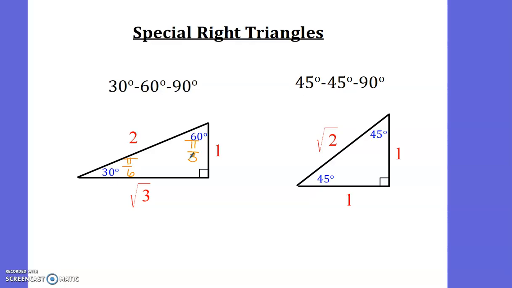For the 45, 45, 90, the legs are both 1, and our hypotenuse is square root of 2. Pi over 4 is the radian form for 45 degrees.